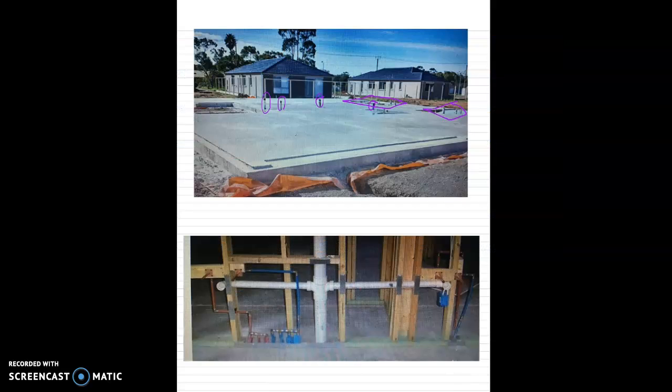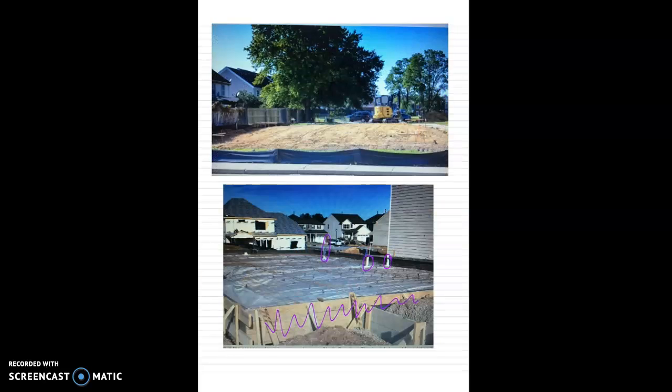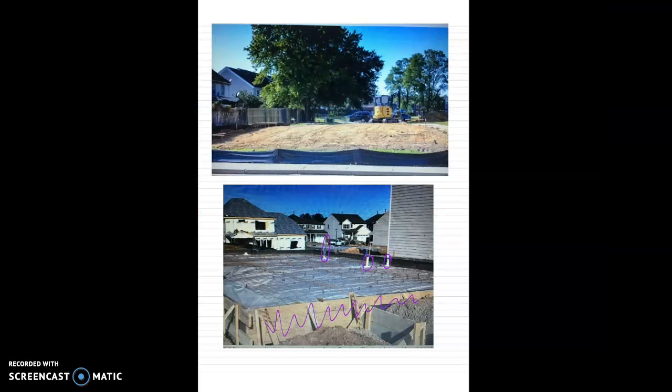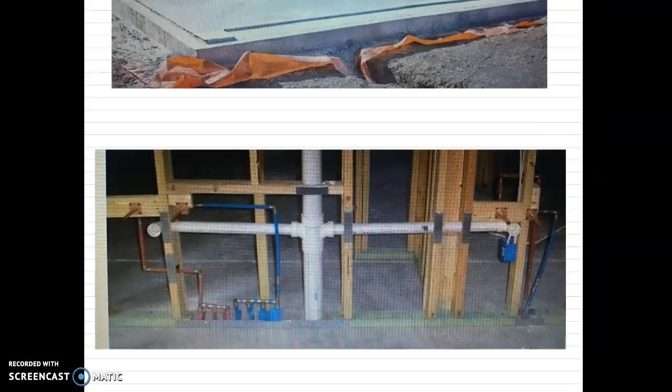Okay? So after all that, right? After this dirt work and after this plumbing gets stuck into the ground, it has to be so accurate that it can fit in the right spot in that little 2-inch by 4-inch board, okay, on the bottom. So all of this work has to be so accurate.